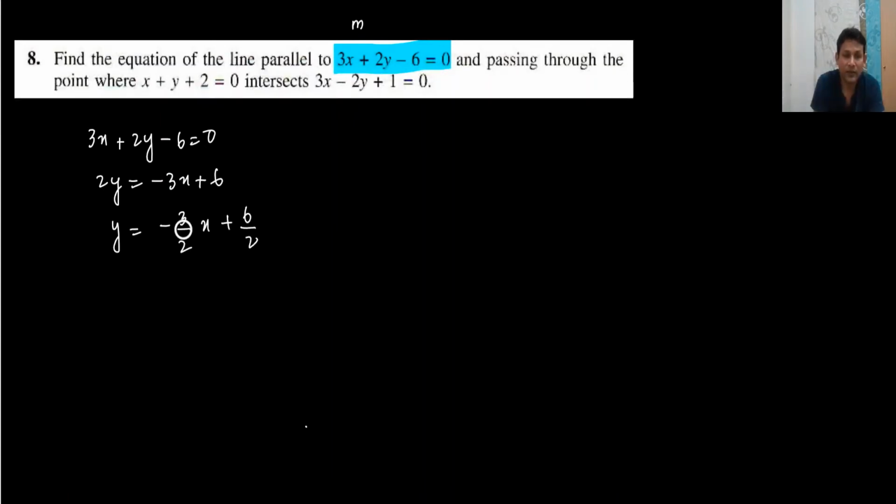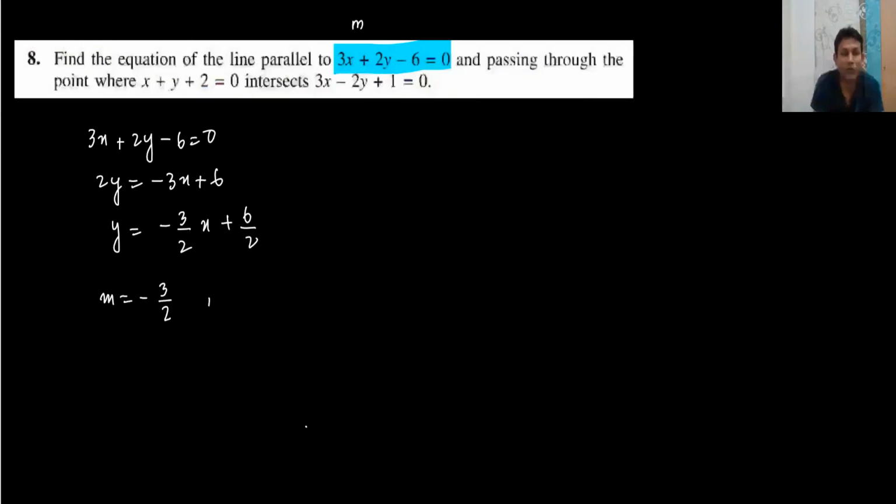Now what we are doing here: the line is parallel to this one, so I can find the gradient first. 2y equals, I will write x first, minus 3x plus 6, and y equals minus 3 upon 2 x plus 6 upon 2. I'm writing directly. So the gradient is minus 3 upon 2.